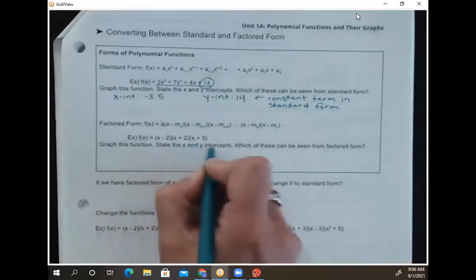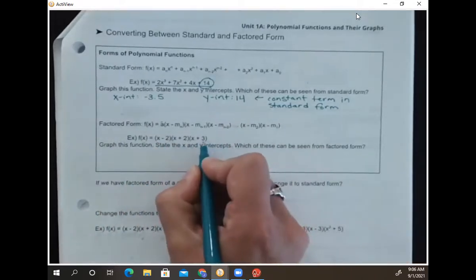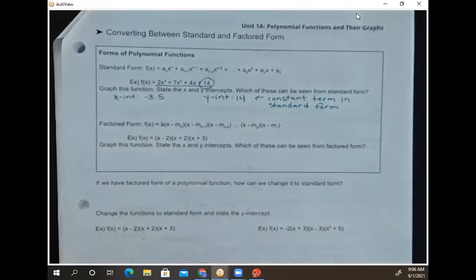Here we have a function in factored form. I would like you to go ahead and graph this now on your calculator, and we'll find those x and y intercepts.